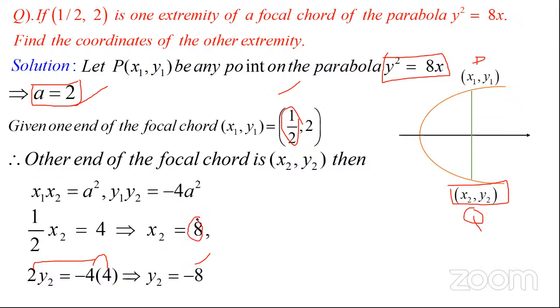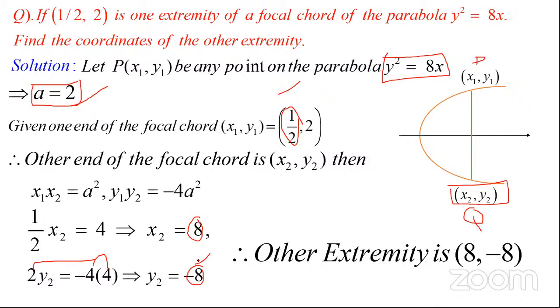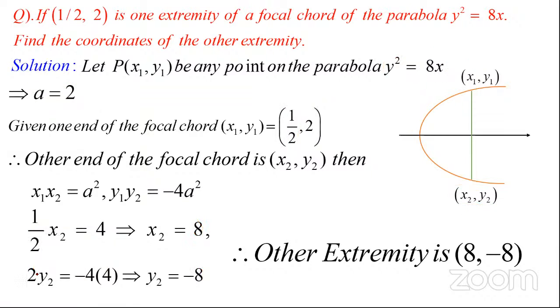So the required coordinates of the focal chord's other extremity is 8 comma minus 8. Here this is x2 and this is y2. Then we get the other extremity as 8 comma minus 8. So this is the problem. What is he asking in the question? He gave a point of one end of a focal chord, and we have to find the other end of the focal chord with the respective parabola, that is y squared equal to 8x. So this is the problem. Next.